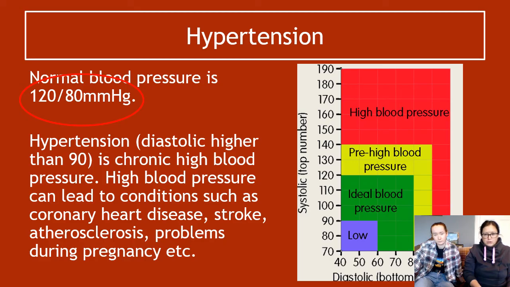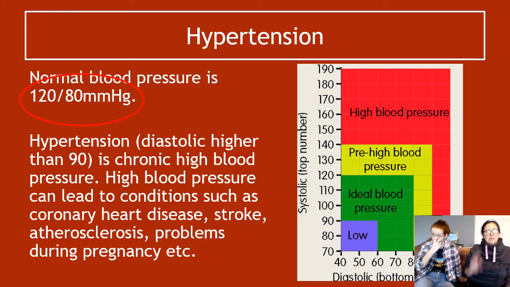It comes up in multiple choice questions. Make sure it's this way around as well. It has to be the bigger number over the smaller number. Hypertension is a diastolic blood pressure that is higher than 90. So that second number, if it's higher than 90, you have hypertension. And what that is, is chronic high blood pressure.